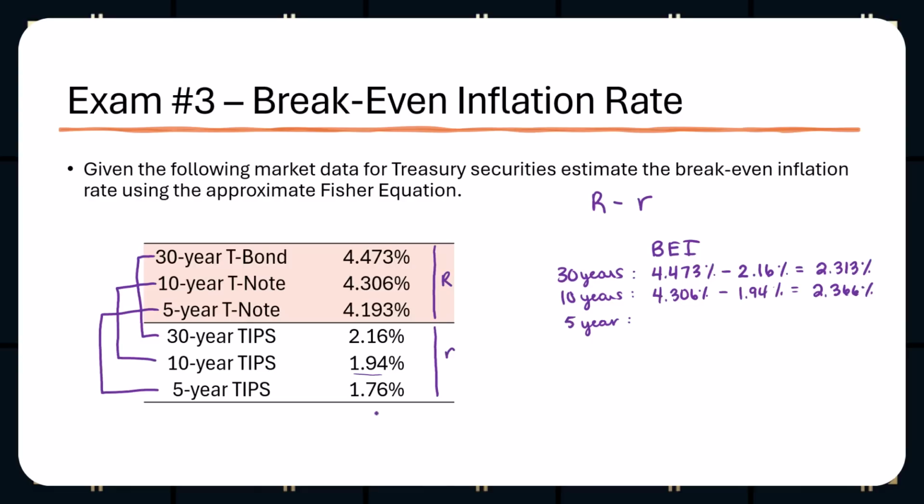Let's look at the 5-year and see if it's even higher than the 10-year. So we'll take the 4.193%, which comes from the 5-year Treasury note, and we will subtract off the 1.76% from the 5-year TIPS note, and we will find that the break-even inflation rate is 2.433%. If we were to graph this, what we would realize is that investors are expecting inflation to fall in the long run, but they're anticipating higher inflation in the near term based on the information on this slide.